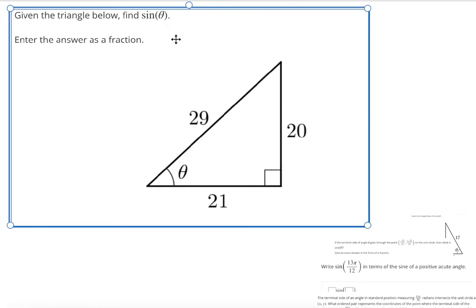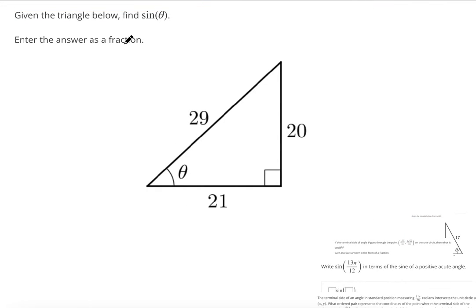For a couple of the questions on the test. Given the triangle below, find sine of theta. So sine is the opposite side divided by the hypotenuse side.